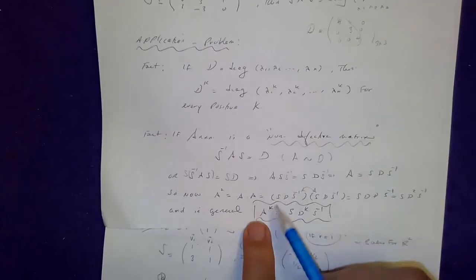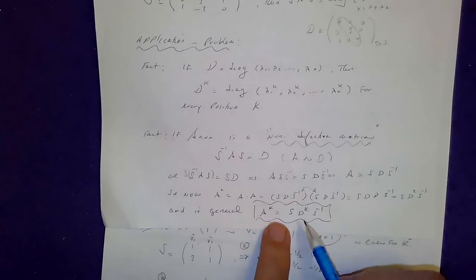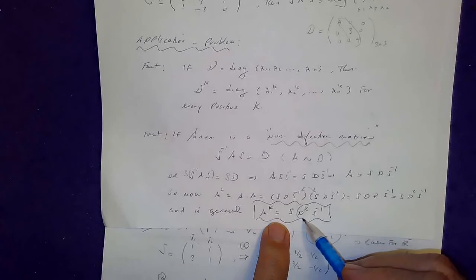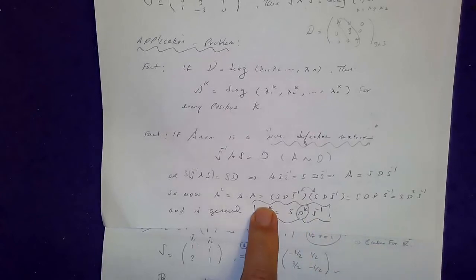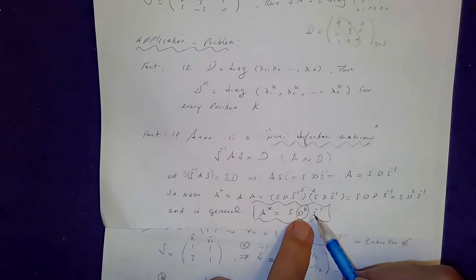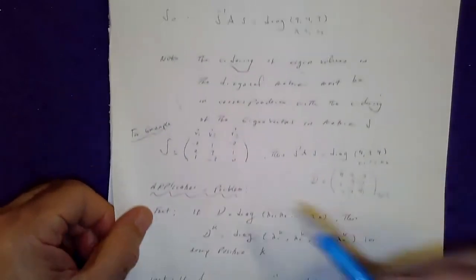So in general, if you raise a matrix which is similar to a diagonal matrix to a power, all you have to do is form this product and just raise the diagonal matrix to whatever power you're raising A to. And S and S inverse are pretty much the same matrices which we have found previously.